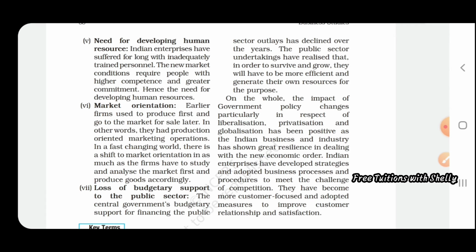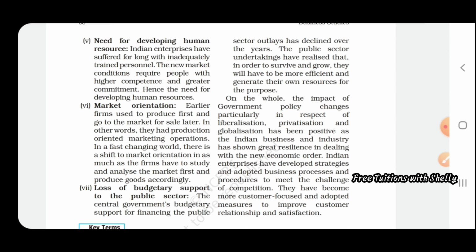Sixth one is market orientation. Earlier, firms used to produce first and then go to the market for sale. Yes, that was true, because firms first produced the goods and then sold them in the market. But now it has changed. Now the customers demand, and the products have to be produced accordingly.